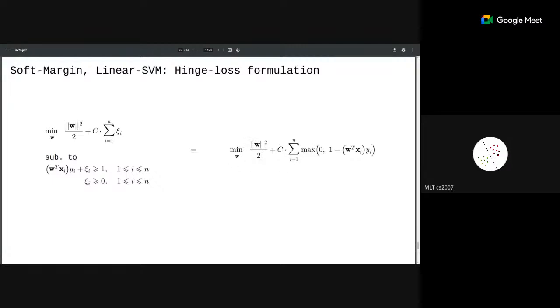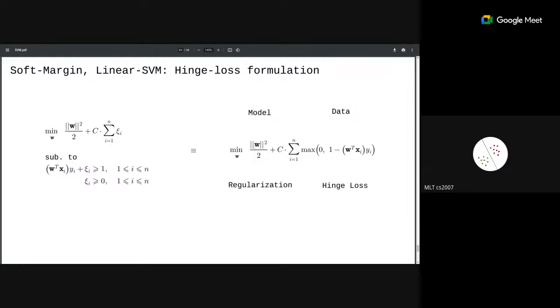For those who have looked at week 6, week 7, and all that, what does this look like? Does this look familiar? The expression here. This is like loss plus regularizer, right? Exactly. So this is regularization, and this is your loss. In this case, it's called the hinge loss, and it's very important to understand this.